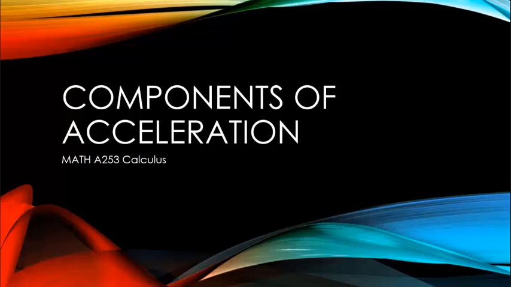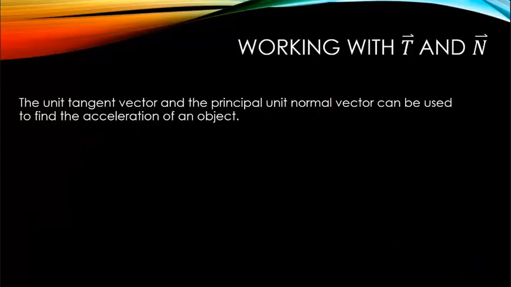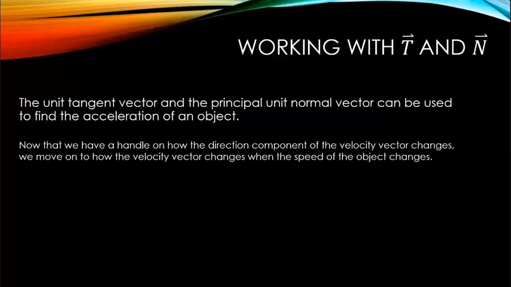Now that we have a unit tangent vector and a principal unit normal vector, we can start discussing things like the components of acceleration. The unit tangent vector and the principal unit normal vector can actually be used to find the acceleration for an object along a curve. Now that we have a handle on how the direction component of the velocity vector will change, we'll move on to how the velocity vector changes when the speed of the object changes.